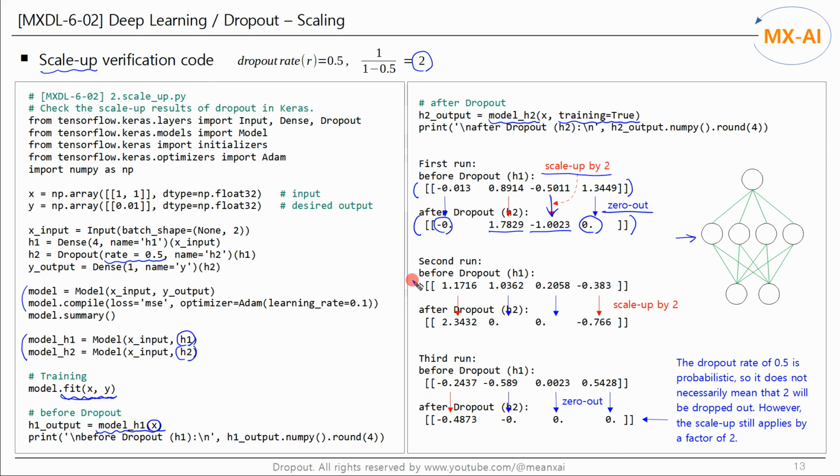Let's run it one more time. This time, the second and third neurons were zeroed out, and the first and fourth neurons were scaled up by 2. Let's run it one more time. This time, 3 neurons were zeroed out, and 1 neuron was scaled up. The dropout rate of 0.5 is probabilistic, so it does not necessarily mean that 2 neurons will be dropped out. However, the scale-up still applies by a factor of 2.